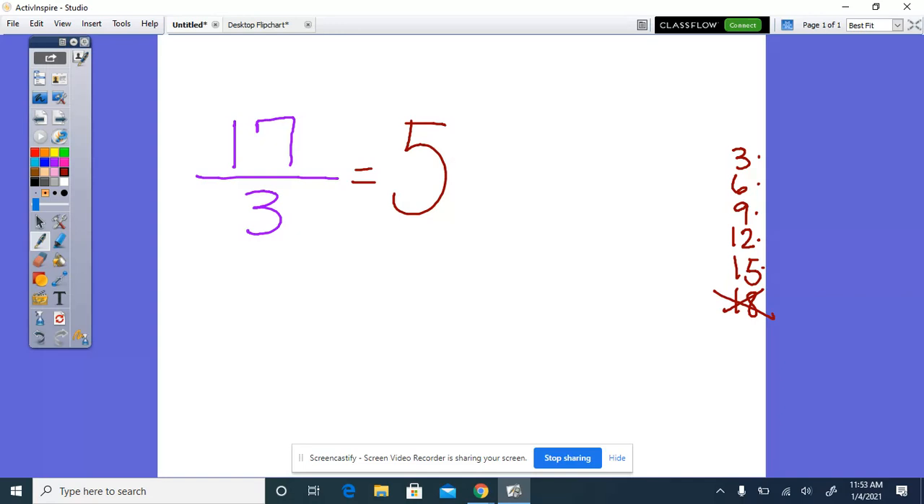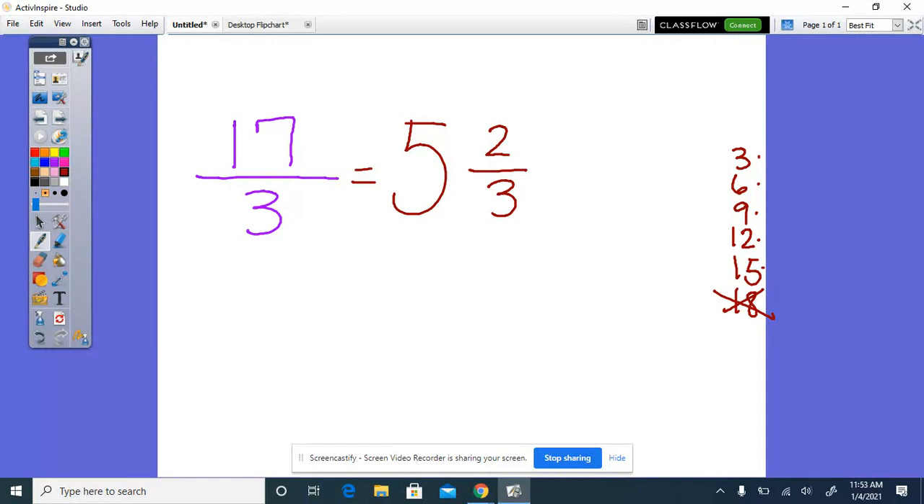So now I need to figure out how many I had left over. It only goes up to 15, but we have 17 there. 17 minus 15 is 2. And then you're going to keep the same denominator. That is changing an improper fraction to a mixed number.